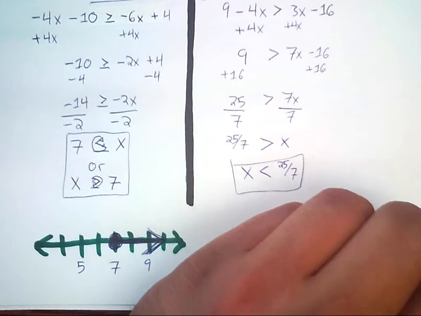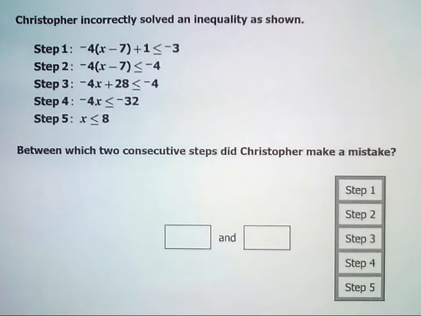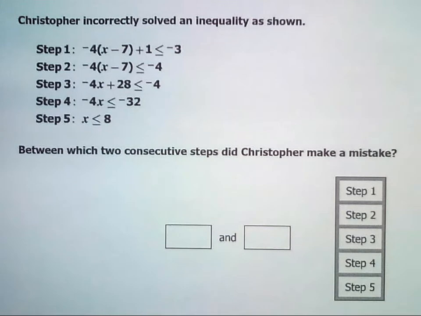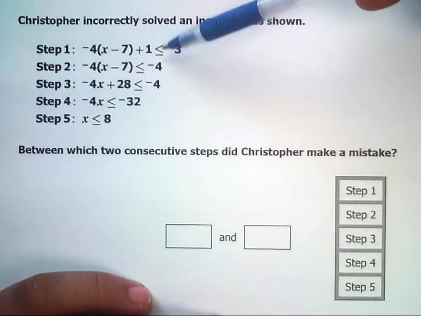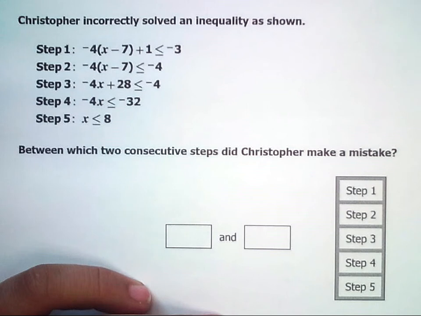Let's take a look now at an SOL question. So, this is a TEI question, a technology enhanced item. Christopher incorrectly solved an inequality as shown. Between which two consecutive steps did Christopher make a mistake? So what we're doing is we're trying to figure out where did his error occur. And what I like to do with these is kind of stare at the first two steps and really figure out what happened so I kind of get a good sense of what they should do.